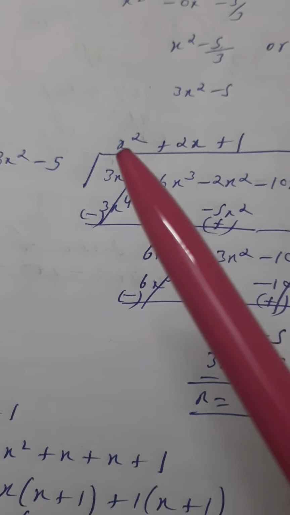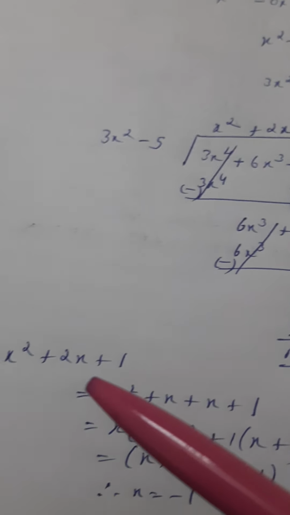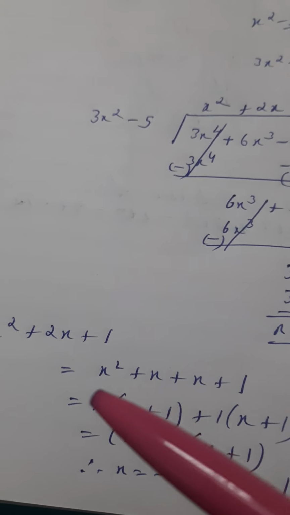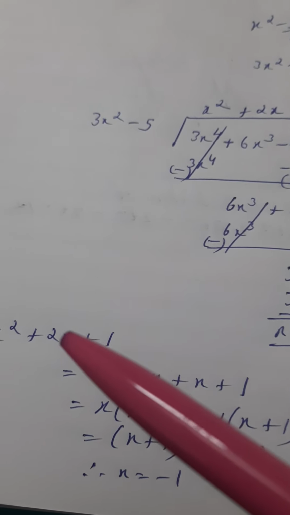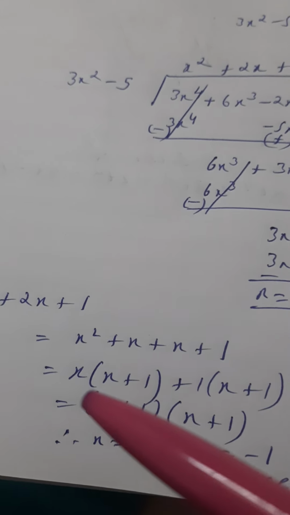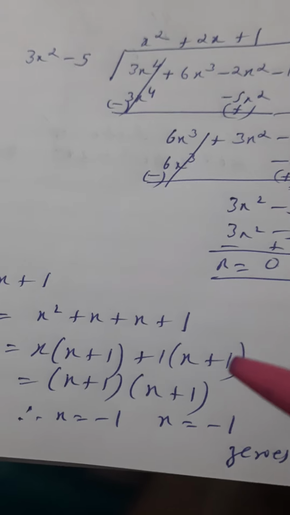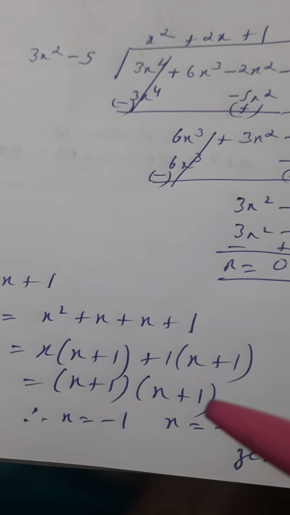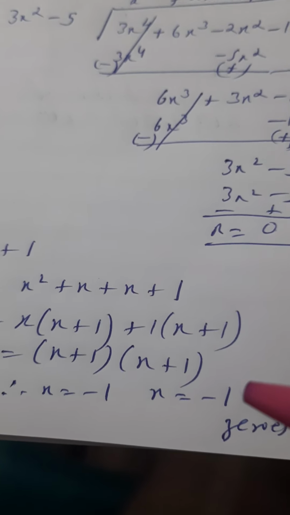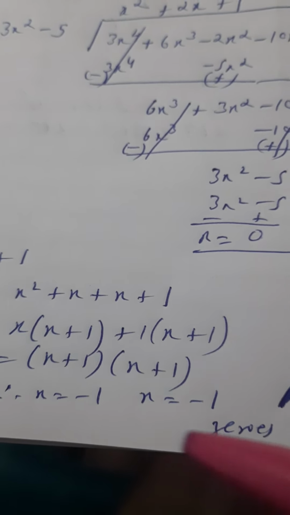Now to find the zeros, we take the quotient, that is x square plus 2x plus 1, and do the factorization by splitting the middle term. So when I factorize this, 2x can be split as x plus x. Now you will take x common, x plus 1, 1 common, x plus 1. So your factors are x plus 1, x plus 1. Equating the brackets to 0, we get x values as negative 1 and negative 1. So these are the other two zeros.